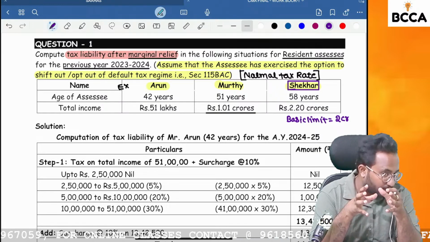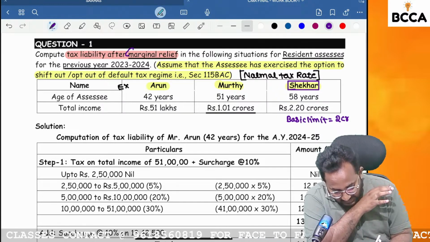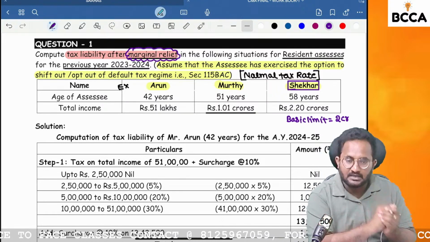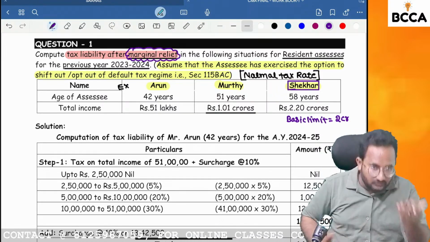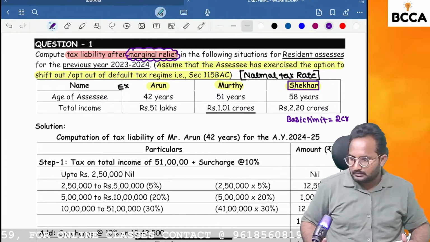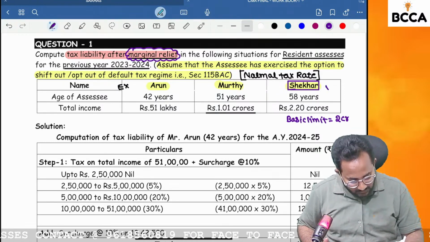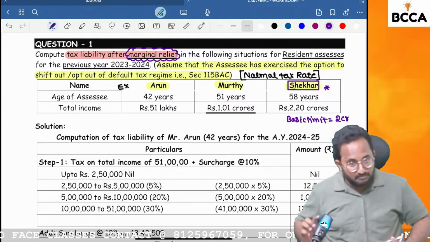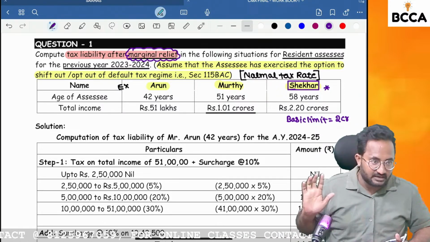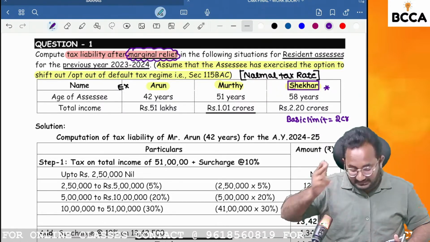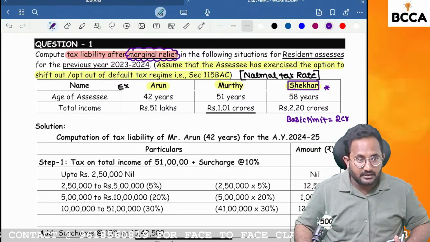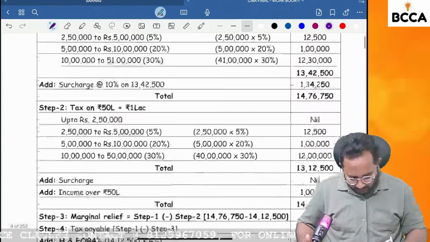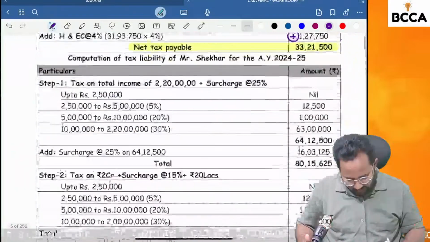But you have to show the proof, because the question is asking, after marginal relief, compute the tax liability. So please show that there is no marginal relief also. So this is a question I am giving for what purpose? In some cases, maybe you can't get marginal relief also. Can you tell me in which cases you can't get the marginal relief? If step 2 is more than step 1. So that is only we have to follow. Okay.